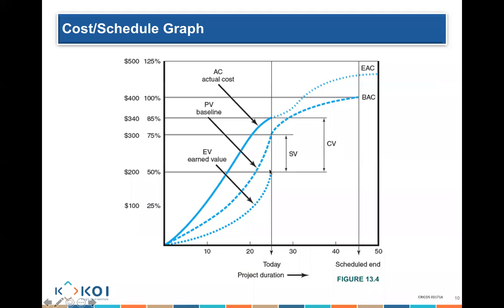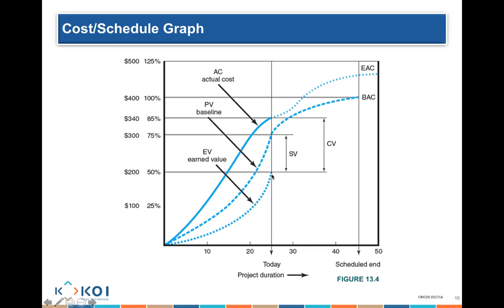So if this line is my earned value, this line is my planned value, and this one is my actual cost. Look at today: if I have earned $200 worth of work and I was planned to complete $300 worth of work, then I am obviously behind schedule. If I earned $200 worth of work and it actually cost me $340, then I am obviously behind budget. I'm basically over budget. I'm spending more money than I'm required.